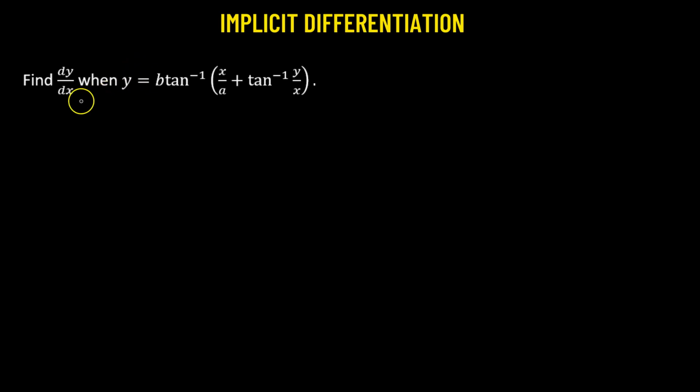We need to obtain the derivative of y with respect to x whenever we have y given in this implicit form. So let's begin. Here we are given y equals b times inverse tangent of x over a plus tangent inverse of y over x.